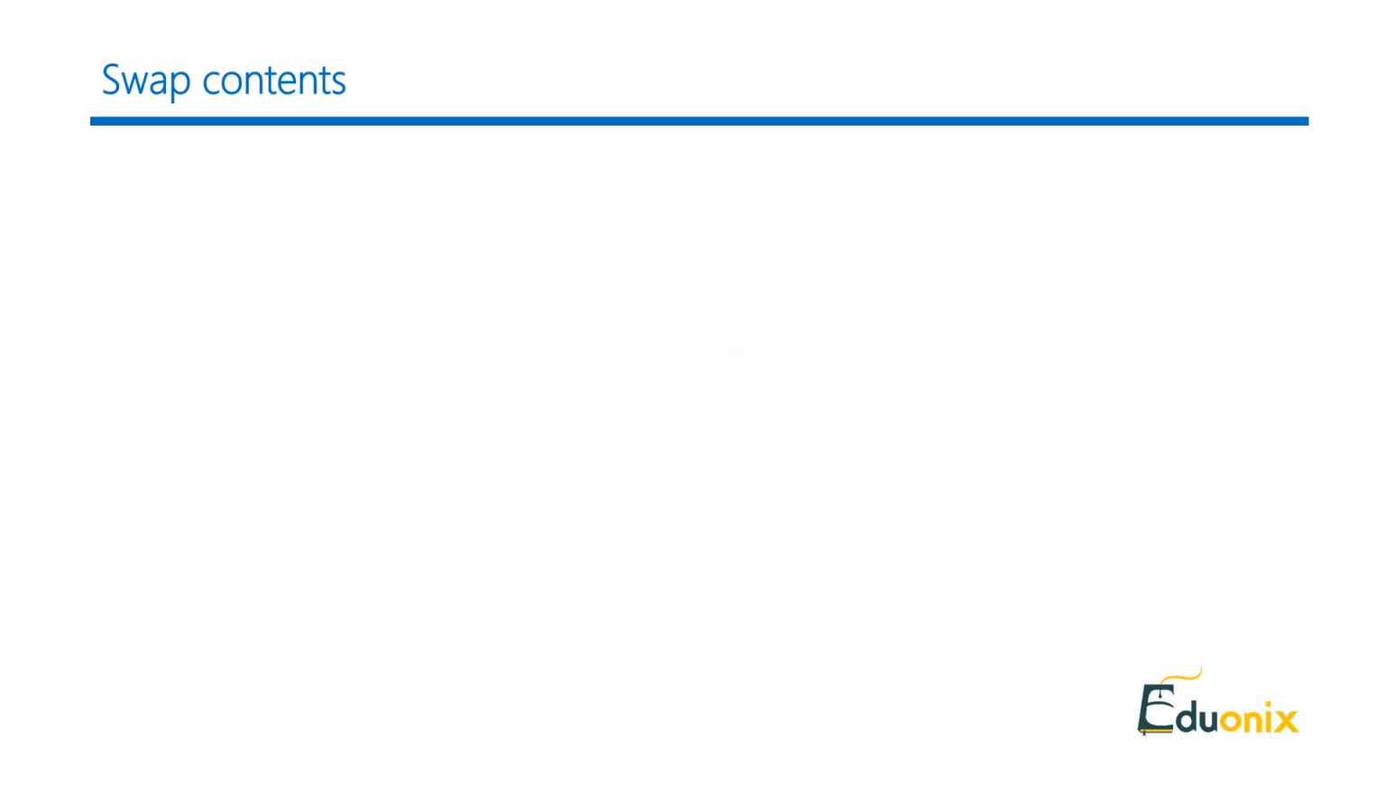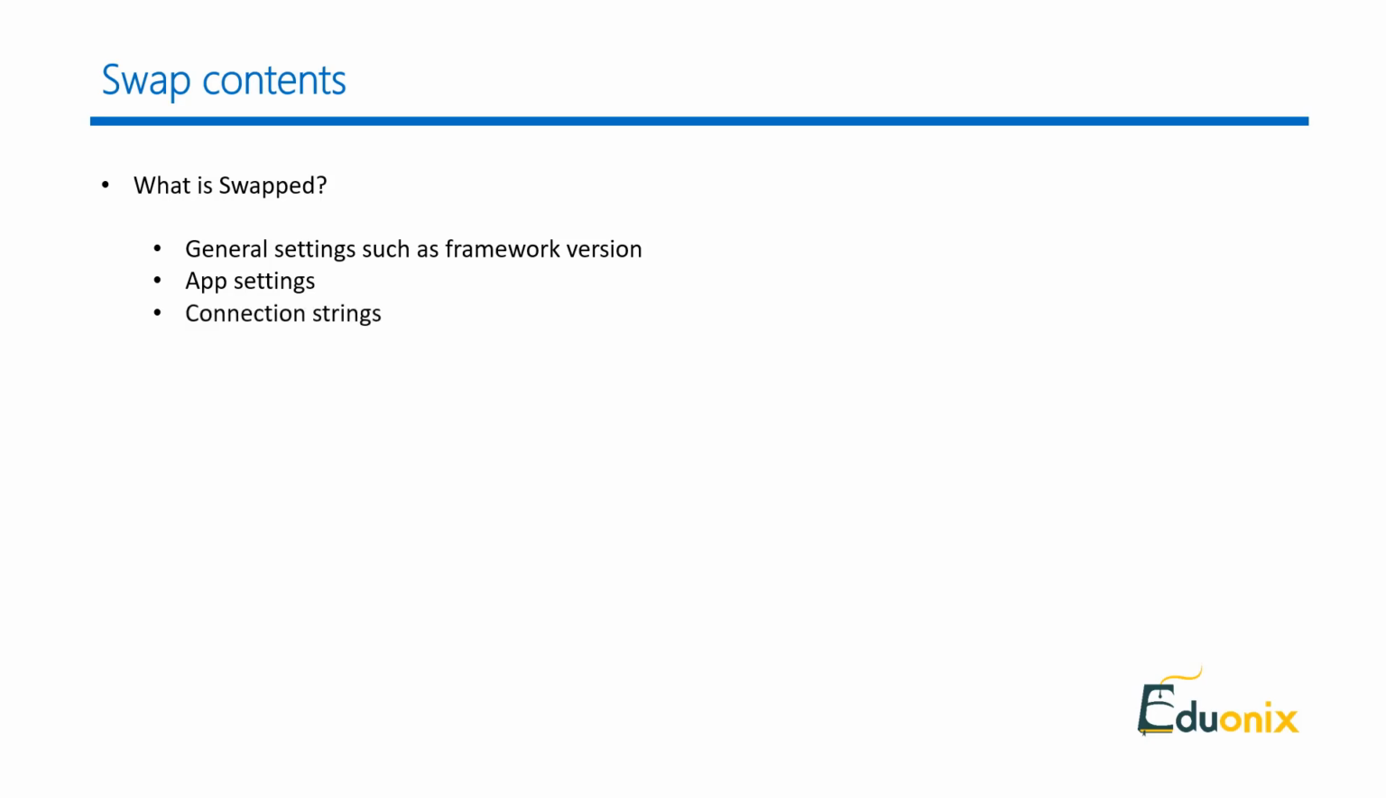Let's try to understand what is swapped between the two deployment slots. The first thing is the general settings such as your framework version, whether it is 32-bit or 64-bit, and so on, and app settings. App settings can be configured to stick to a particular slot even during swap, and even connection strings can be configured to stick to a slot, and some other details like web jobs content and monitoring and diagnostic settings.